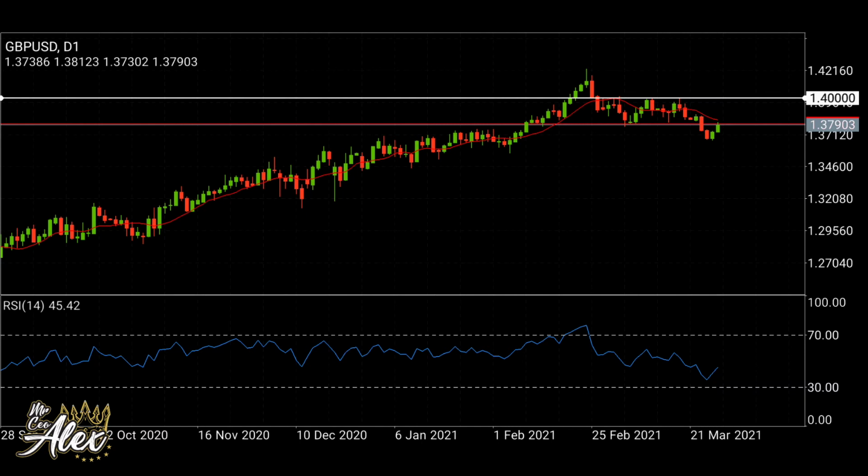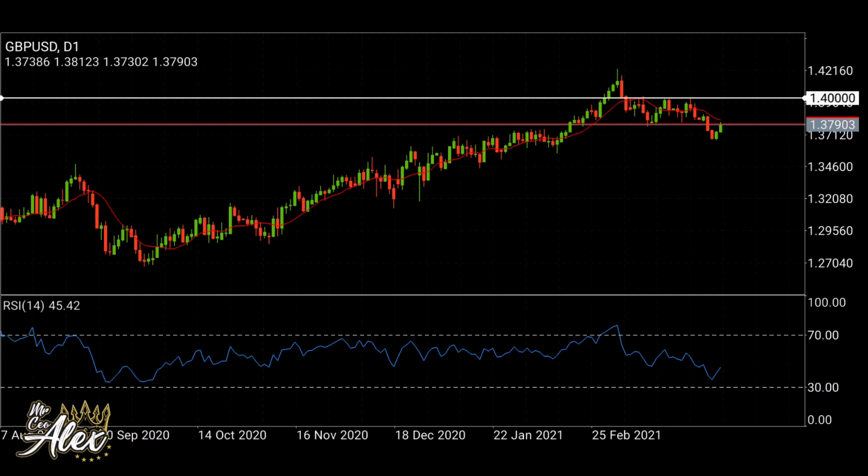So don't forget, just because we're seeing the market going down, we're not going to look for sells. We want to look at the trend first. So what is the trend? The trend is up. We're in an uptrend, right? So we're going to look for buys whenever we get a pullback.